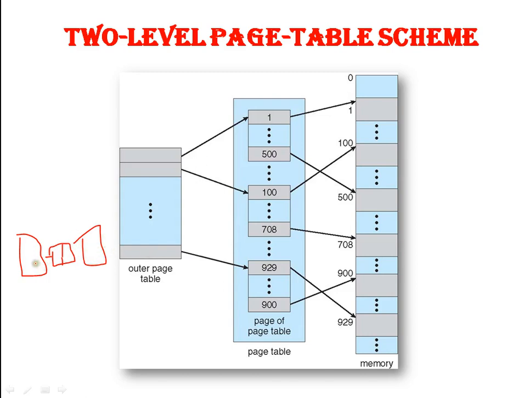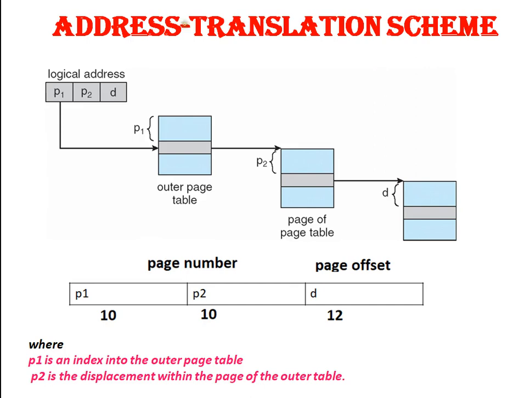Here the logical memory is divided into two stages. One is the outer page table and the other is the page table. The page table itself will have pages inside it, a page of the page table. So this is a schematic view of the two-level page table scheme. How can this address translation be done?